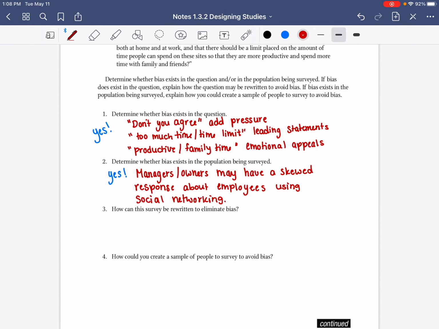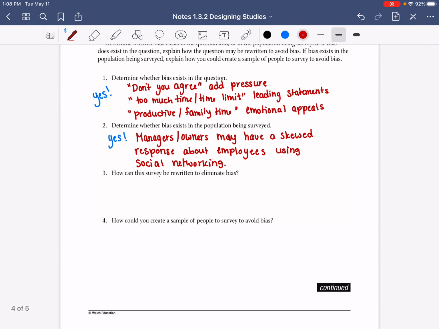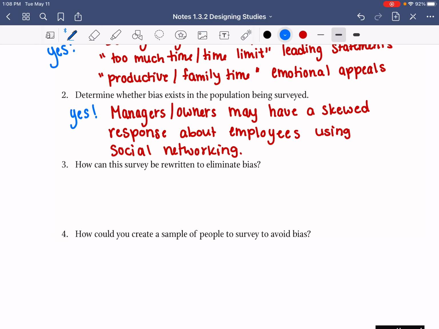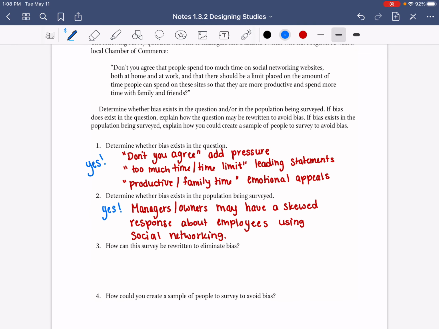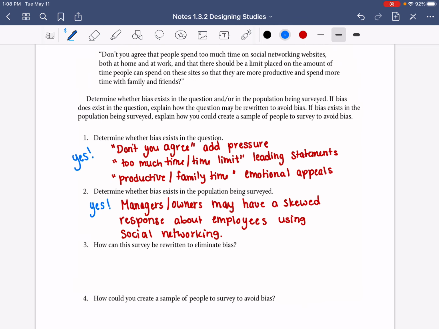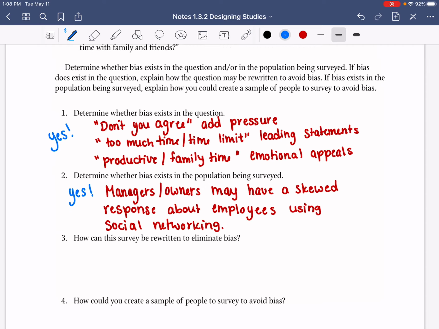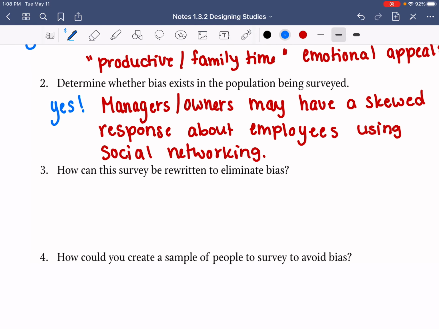So how can we rewrite this question to avoid bias, and then how can we change the people we sampled? Instead of saying, don't you agree, we want to get rid of that. Saying that people spend too much or too little, maybe we change that to, do people spend an appropriate amount of time on social media websites? We shouldn't mention anything about a time limit. We don't want to appeal to their emotions, talking about spending time with family instead of using it.